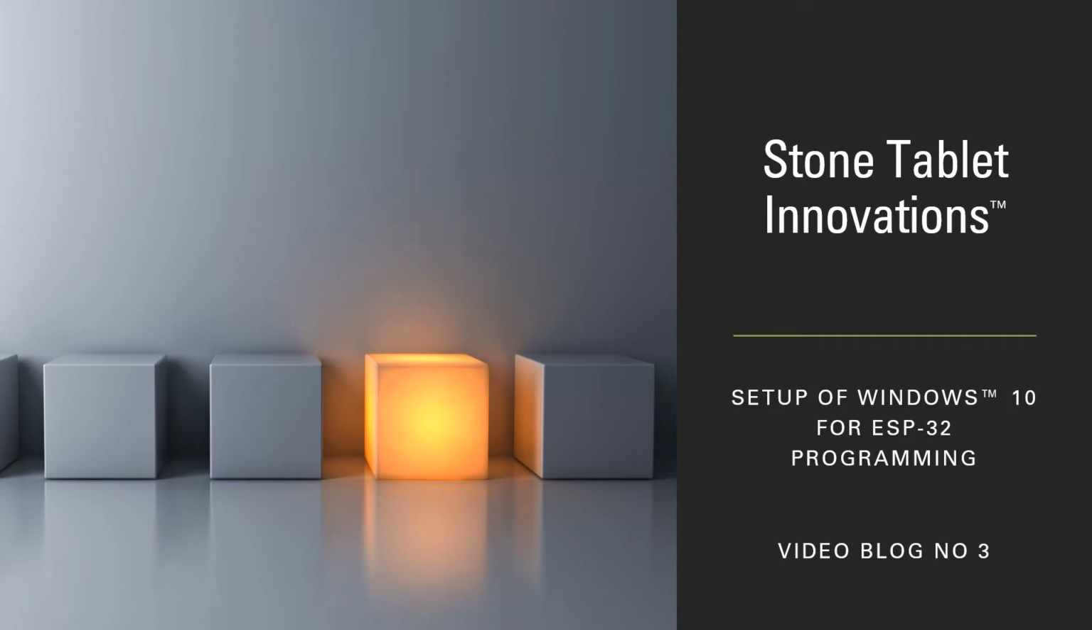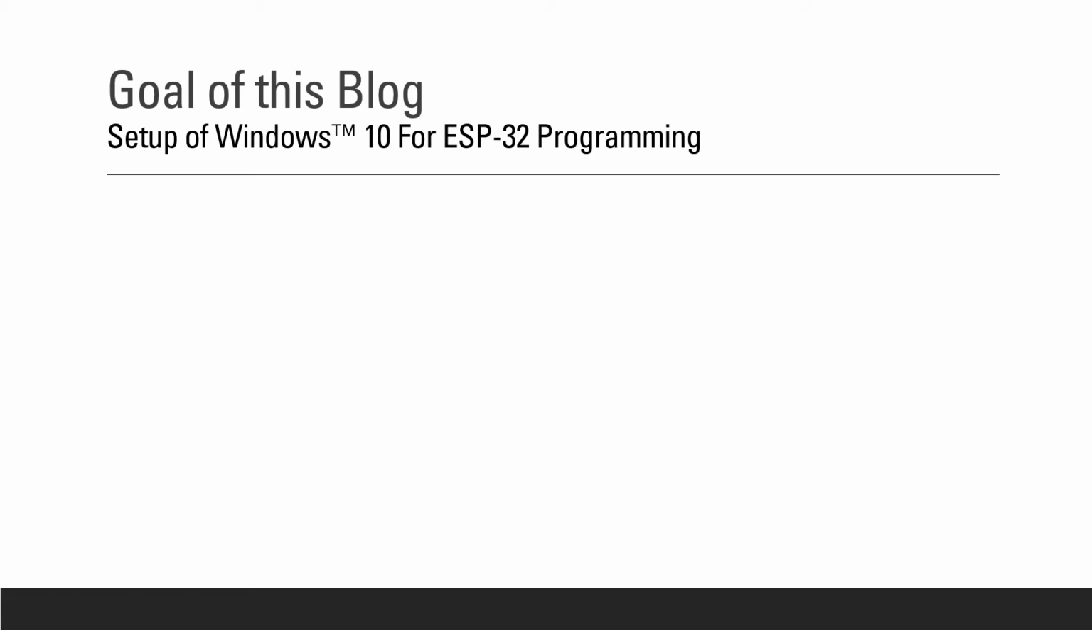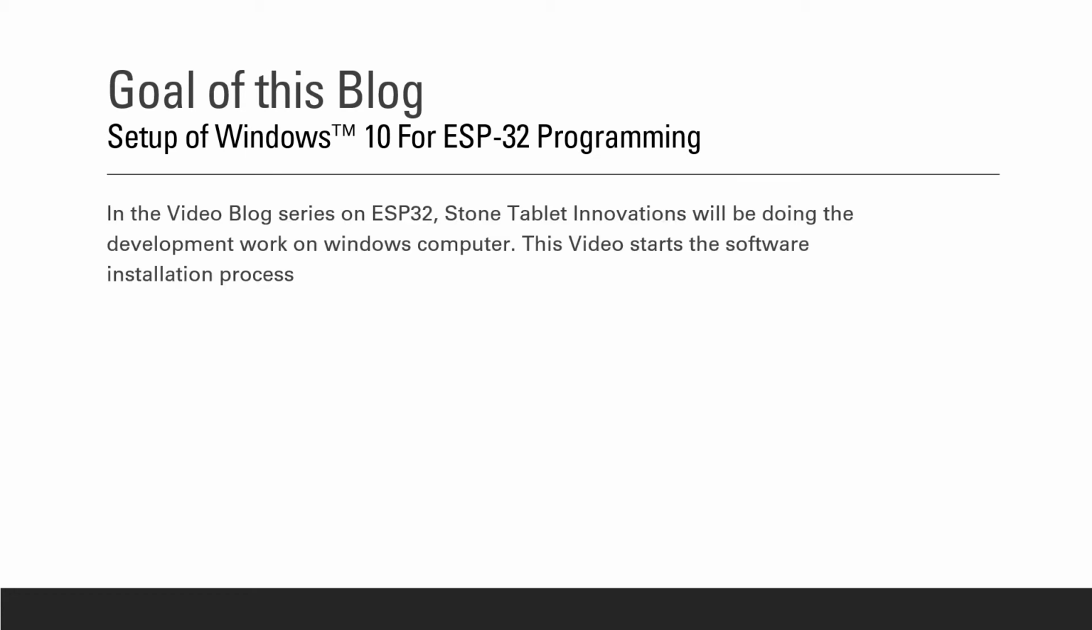Welcome to video blog number 3, setup of Windows 10 for ESP32 programming. The goal of this blog is the setup of Windows for ESP32 programming, and we're going to use a Windows computer. This could be done from an Apple computer or a Unix computer. They all can be done pretty easily, but the Windows computer works fine, and it has a USB port on it without the need to use a converter. So since I have both the Windows and an Apple, I'm going to use the Windows for this.